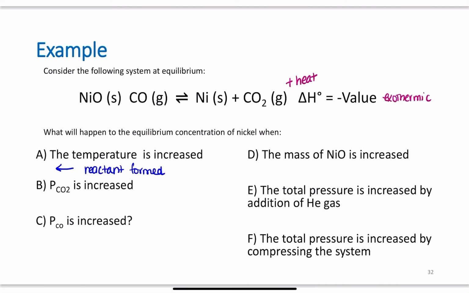The pressure of CO2 is increased. I increase the pressure of CO2. This is the partial pressure of CO2, which means I'm also in effect increasing the concentration of CO2, which means I'm increasing a product and more reactant will be formed. I increase the pressure of CO, which is the partial pressure of CO, which in fact means I increase the concentration of CO. It's going to push it to more product formation.